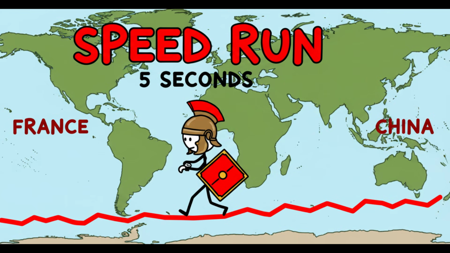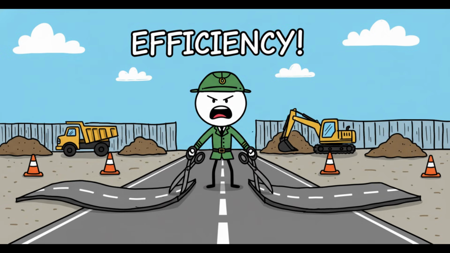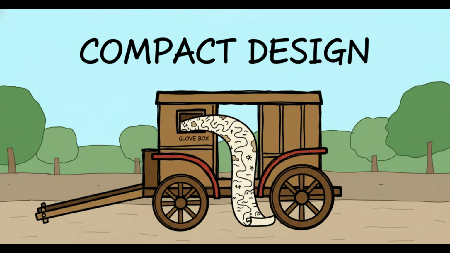This captures the Roman mindset perfectly. They didn't care what the world looked like, they cared how to conquer it. Efficiency was their god. They didn't need to know the shape of the coast, they just needed to know how many days it took to march an army from Rome to Jerusalem.